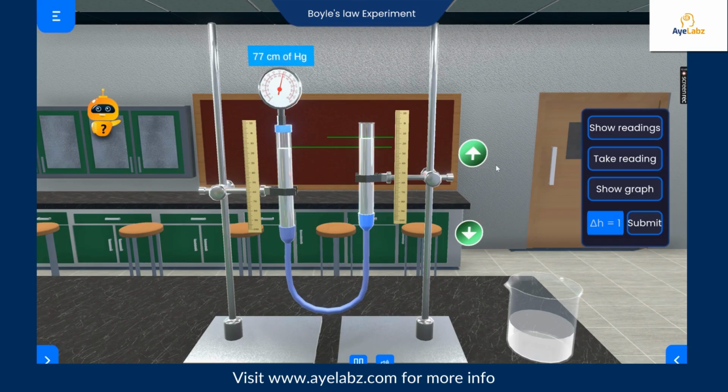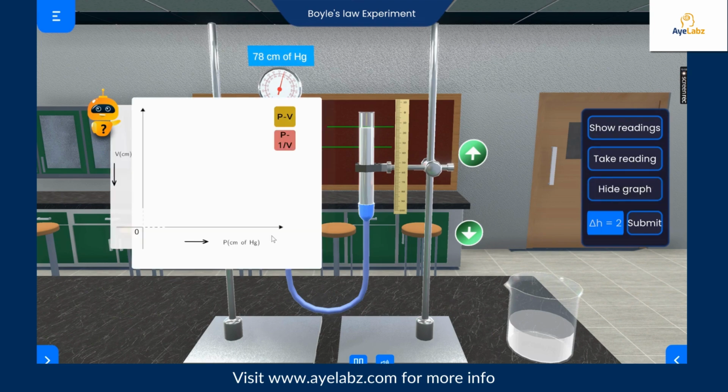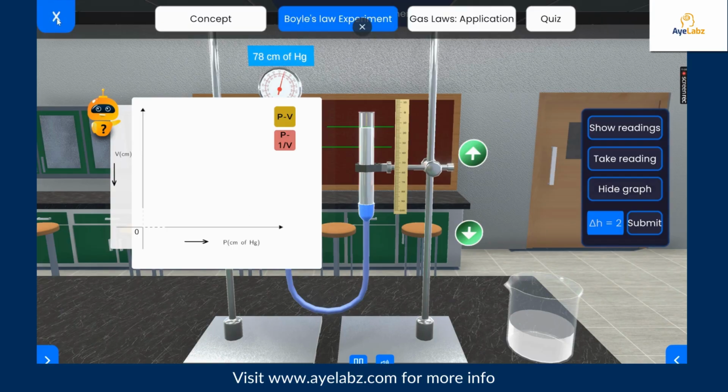And we are not stopping here. You can take the readings by clicking on this Take Reading button, and once you have taken enough readings, this Show Graph button will give you the readings and the graph of Boyle's law, like we did in the ideal gas behavior.